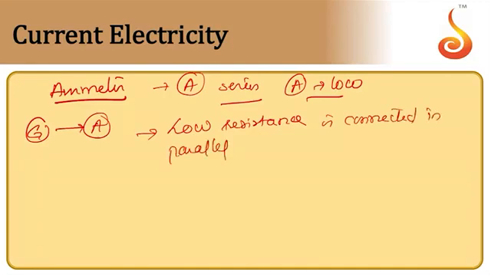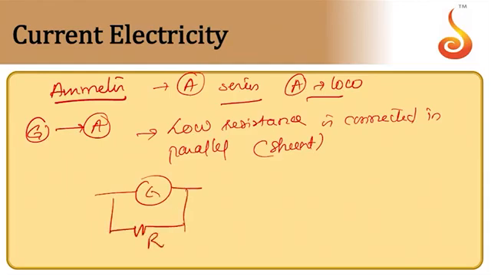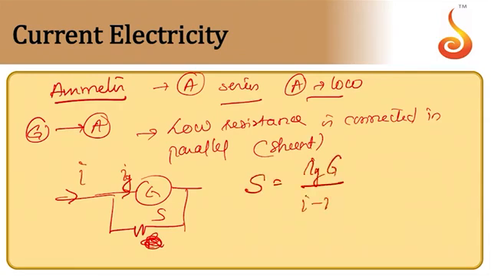This is what is called as shunting. For example, we can show like this, galvanometer, and we can connect a low resistance S, shunt resistance S in parallel. The main current is I, the current through the galvanometer is Ig. So, how much shunt resistance should be connected? This is given by Ig into G divided by I minus Ig, where G is the resistance of the galvanometer. So, if I know the resistance of the galvanometer, I can find out what should be the shunt resistance to be connected to convert it into an ammeter of known range.